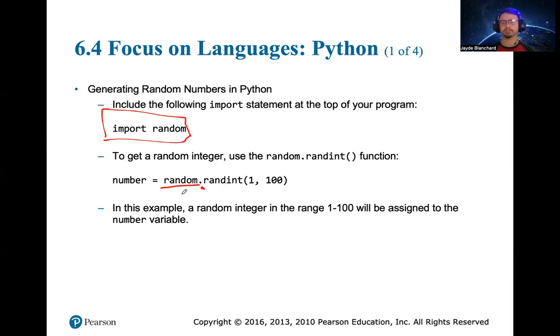You have to specify the package name, put a period, and then specify which function you want to use from that package. In this case, we want to be returned a random integer. Therefore, we call randint. And then we're specifying we want this random integer to be within the range of numbers from 1 to 100. So this will return a random number from 1 to 100 back to this variable number, and it's going to be stored in this variable number.